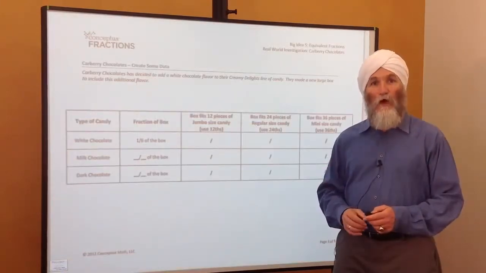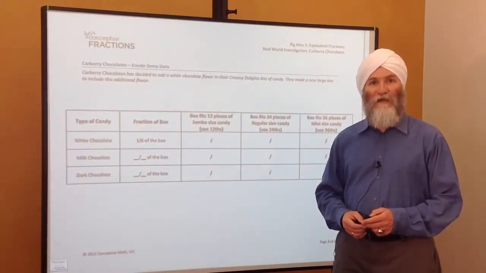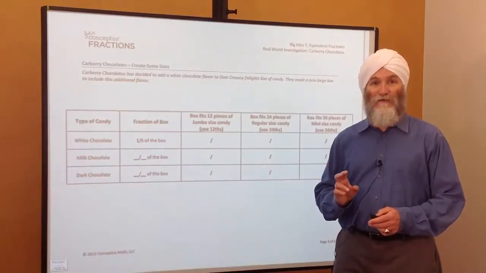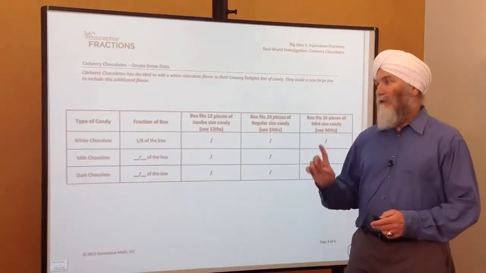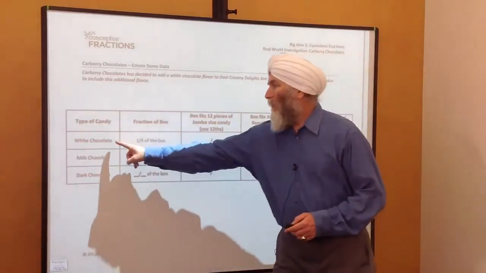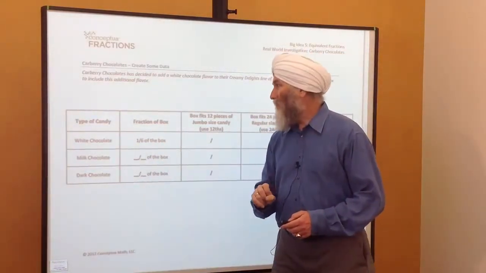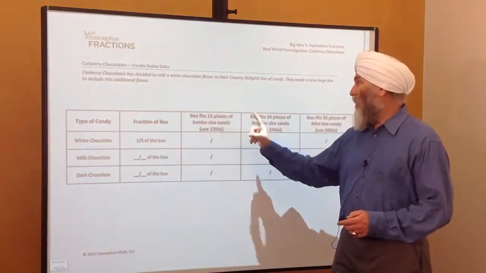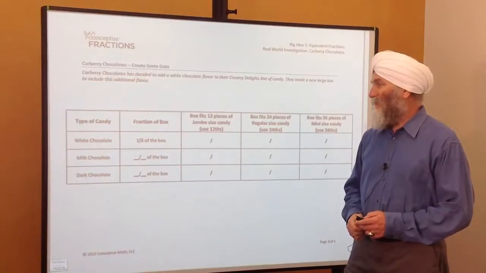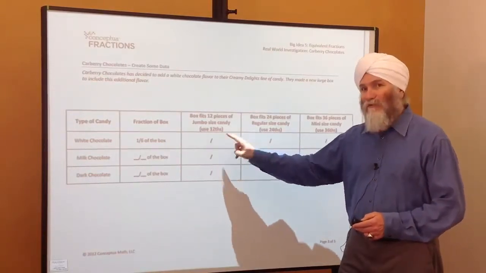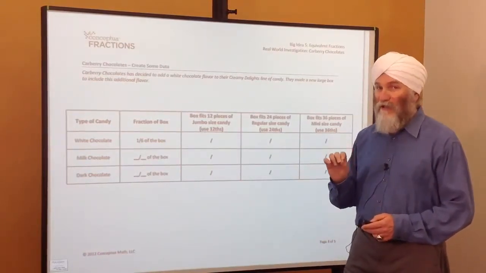This month of study culminates with a real-world investigation where students apply their knowledge of equivalent fractions to running a chocolate company. In this example, white chocolate will constitute 1/6 of the box, and the box will either have 12, 24, or 36 pieces. So there'll be different numbers of chocolate pieces, but with the same fractional equivalence.